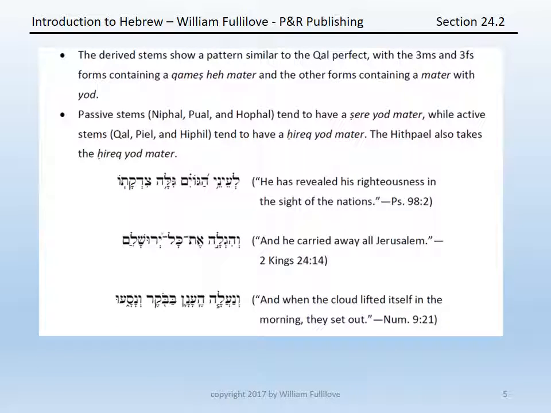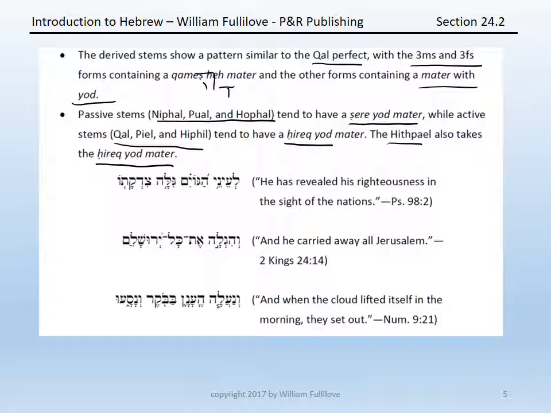You will have noticed a pattern in the previous chart. The derived stems have the same pattern as the Qal perfect, that the third masculine singular and feminine singular forms have a qamets he mater, a, and the other forms have a mater containing yod. In the passive stems, the Nifal, Pual, and Hofal, that mater containing yod will typically be a tsere yod. And the active stems, Qal, Piel, and Hifil, that yod mater will tend to be a hiriq yod. Likewise, the Hitpael will also typically take the hiriq yod mater.